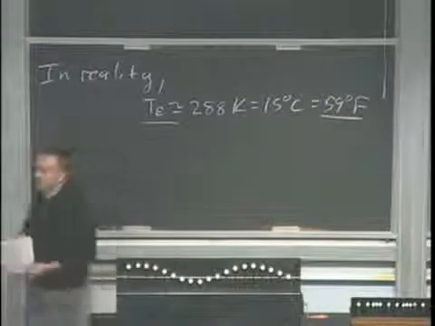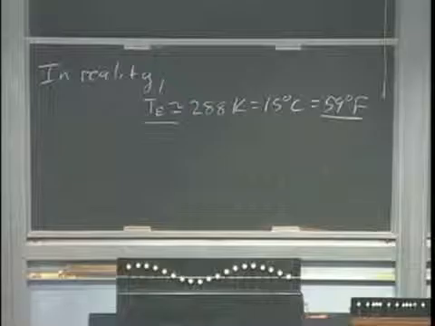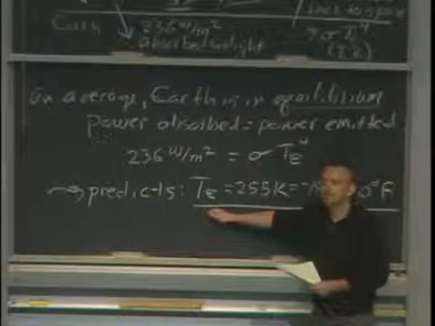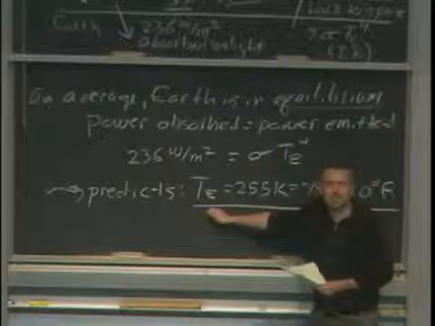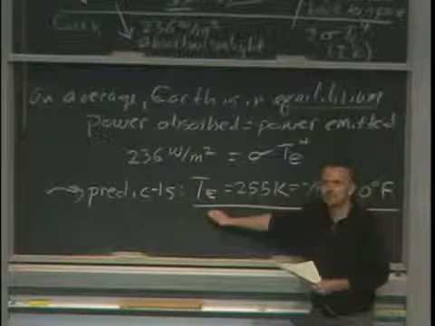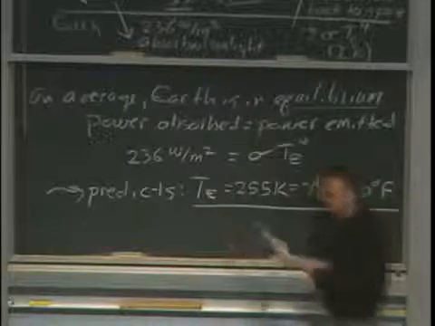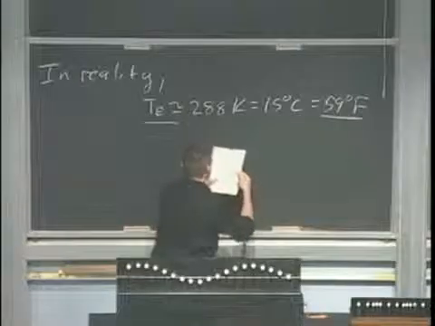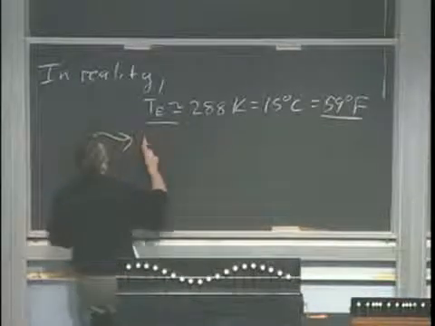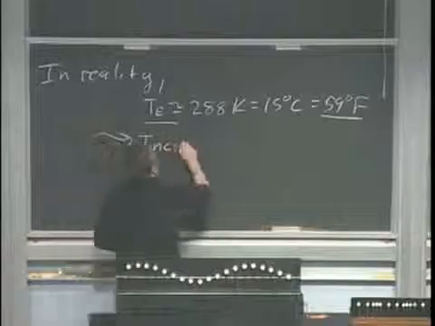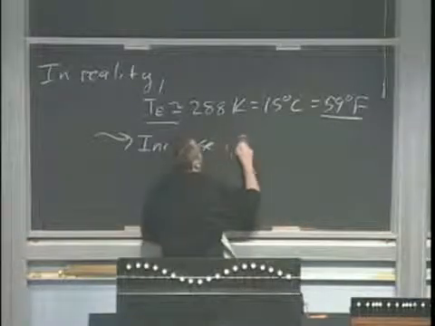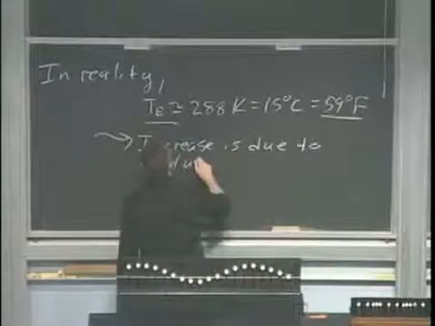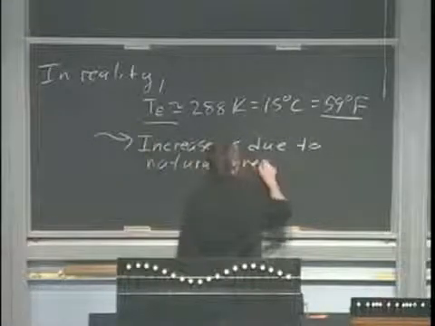And that increase over what this model predicts without an atmosphere is due to the effects of the atmosphere absorbing the infrared radiation that is emitted from the Earth. Okay? The atmosphere heats up and heats back up the Earth. Okay? So that increase is due to natural greenhouse gases in the atmosphere.